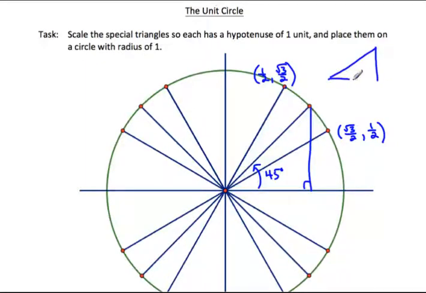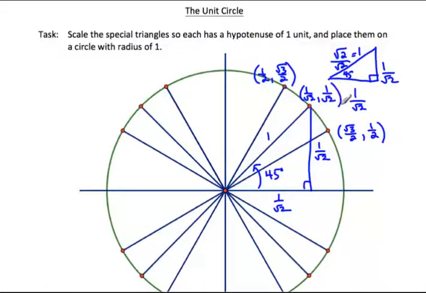Remember, my 45, 45, 90 triangle had side lengths of 1, 1 and a hypotenuse of root 2, if this is 45 degrees. Again, though, I want to superimpose this here, and this is a radius of length 1. So I need to divide everything so that the hypotenuse has length 1. That means I need to divide by root 2. So now my hypotenuse is 1. My other side lengths are 1 over root 2 and 1 over root 2. So those go here, 1 over root 2, 1 over root 2. And that makes the coordinates of this point 1 over root 2, comma, 1 over root 2.